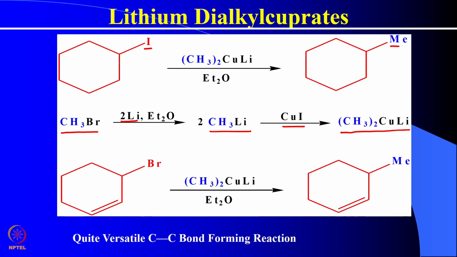So here the example is that iodocyclohexane is converted to methylcyclohexane using lithium dimethyl cuprate in dry ether medium, or a bromo compound is converted to this methyl compound, keeping this double bond unaltered in the reaction medium. So this reaction is very useful in the formation of a new C-C bond. Here, this carbon is now bonded to another carbon which is coming from your reagent, which has a methyl group.